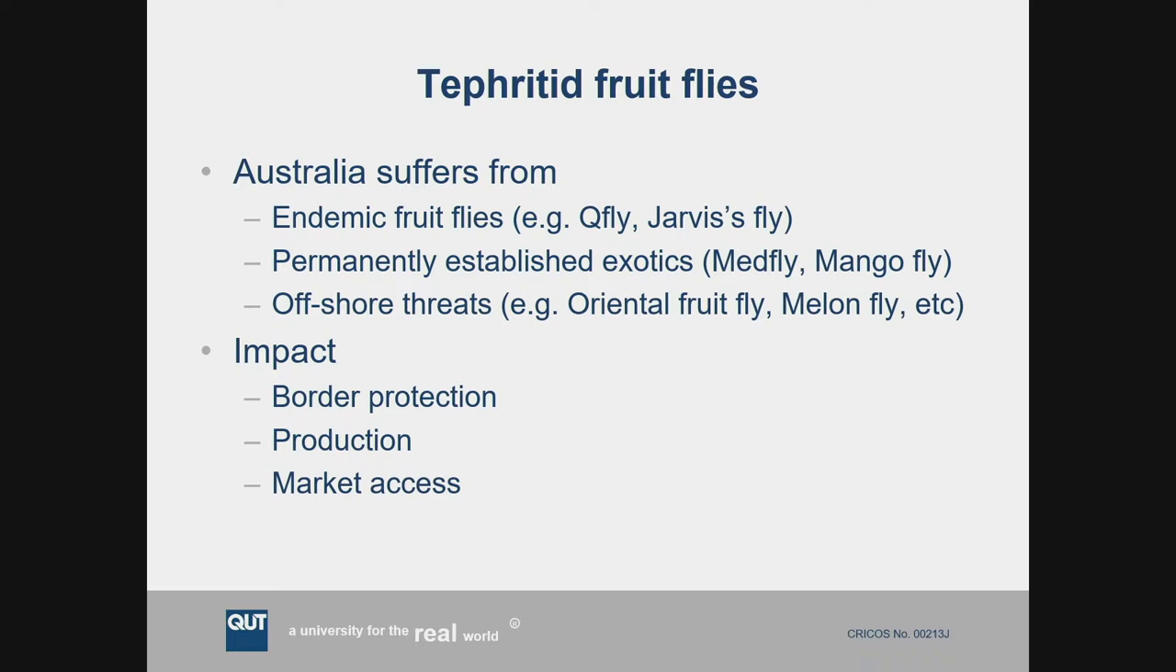So Australia suffers from both endemic fruit fly pests, Queensland fruit fly, Jarvis's fruit fly, Lesser Queensland fruit fly. We have permanently established exotic flies, of which Med fly is the best known, but mango fly, Bactrocera frauenfeldi, is another one. And then we're permanently challenged by offshore threats. Oriental fruit fly, melon fly, these occur permanently established in our near northern neighbours, but we don't have them yet. So these fruit flies impact on border protection, crop production and market access.